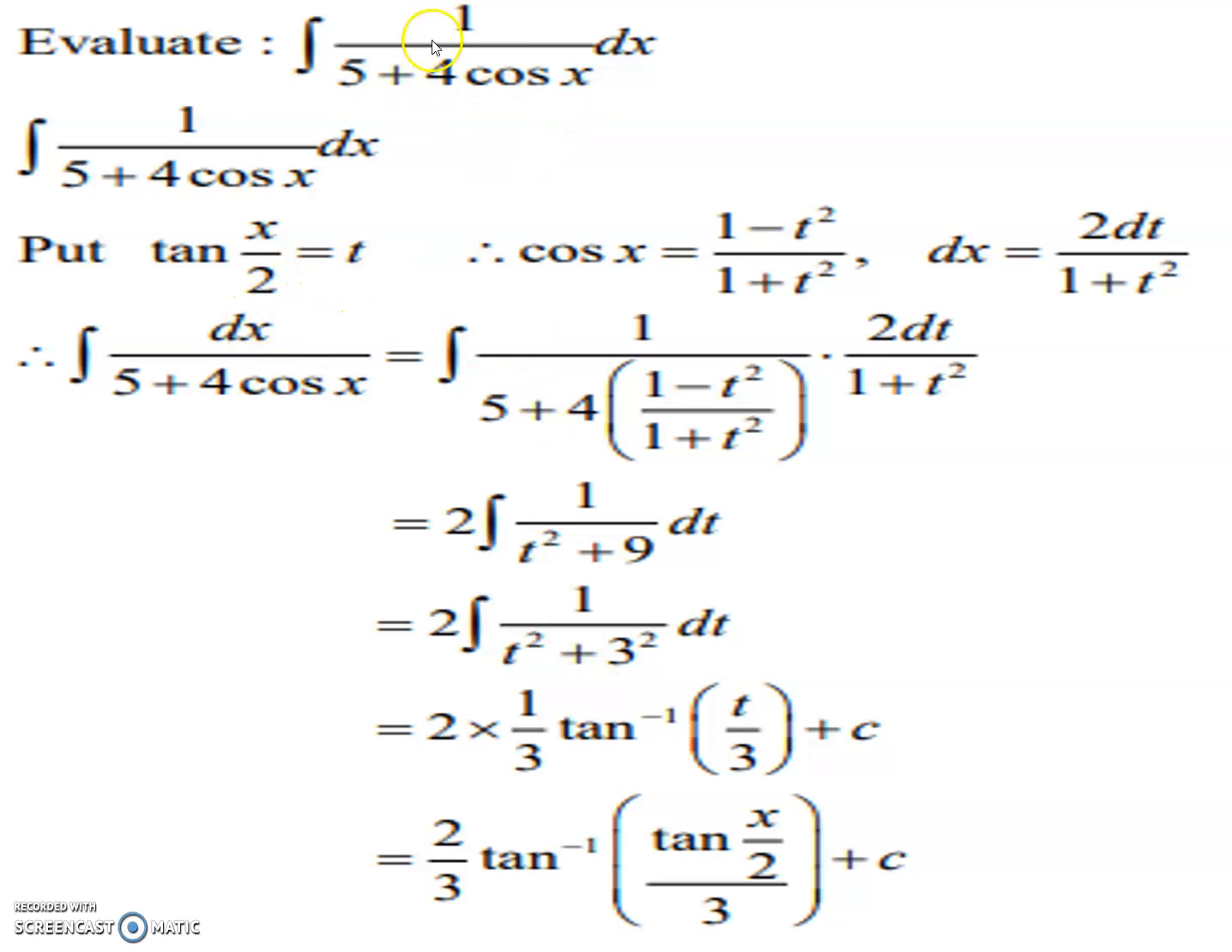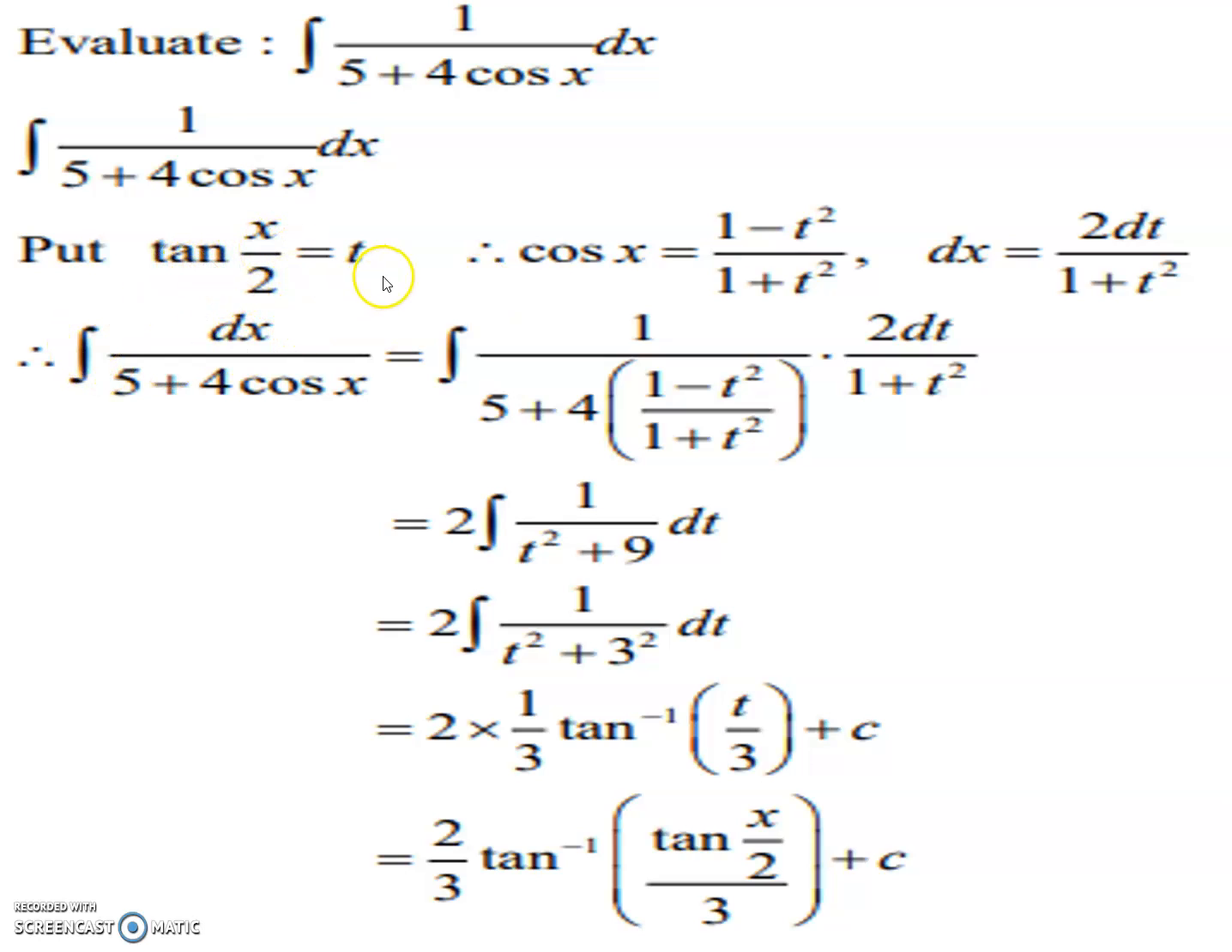Now here 1 upon 5 plus 4 cos x is there. We know that if the derivative is possible, we have to substitute u there. But here it is not possible either. So that's why we have to use the trigonometric substitution. Let us check and remind ourselves.